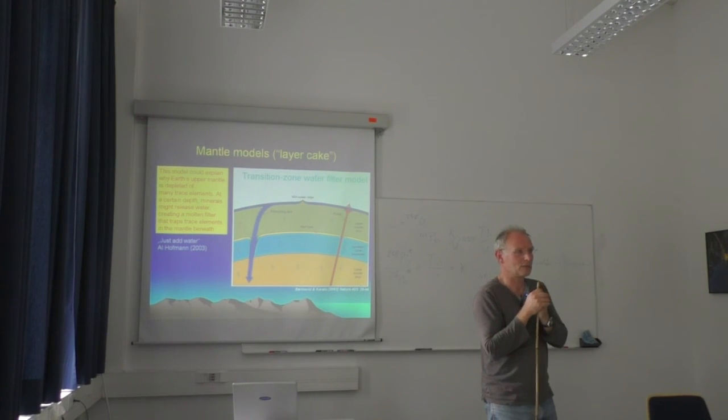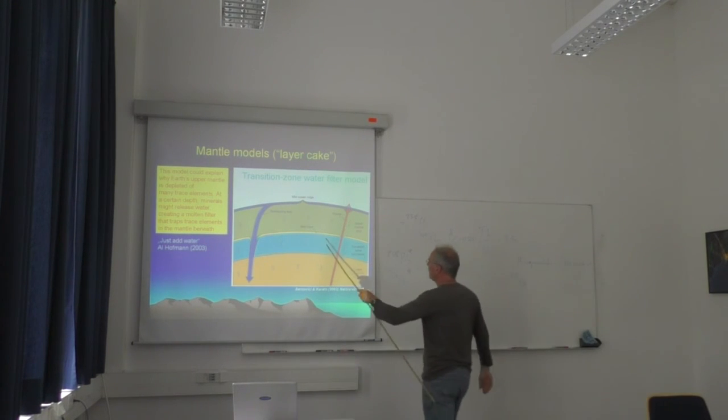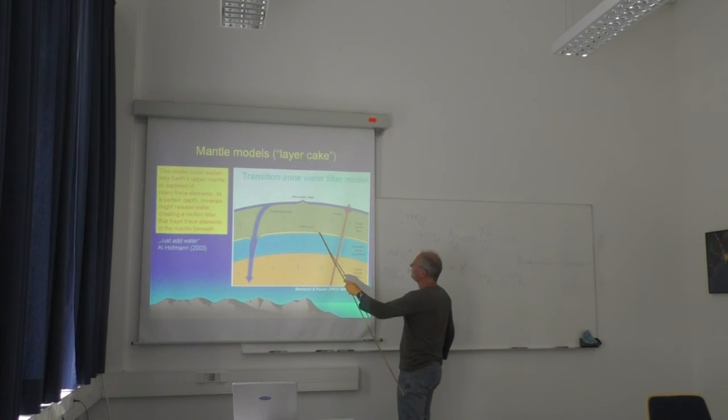Further, the water, if it's released, would give rise immediately to melting. So we would have a melt zone, and then it depends on the density of this melt zone whether it is stable or not. They argue that this melt zone is stable, and then it even gets deeper into the transition zone.